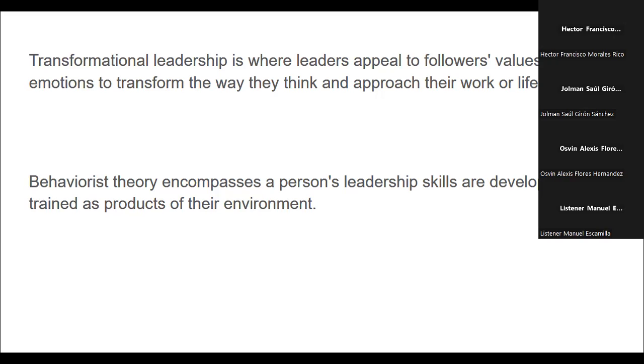And the other one says behaviorist theory encompasses a person's leadership skills are developed and trained as products of their environment. So encompasses is like guide a person, right? So try to get the best of. And well, the behaviorist then says that the leader's skills are going to come from the experience that they have. So if the person is gaining experiences in different things, they are going to become a good leader. So that is the basic idea of what it wants to say.